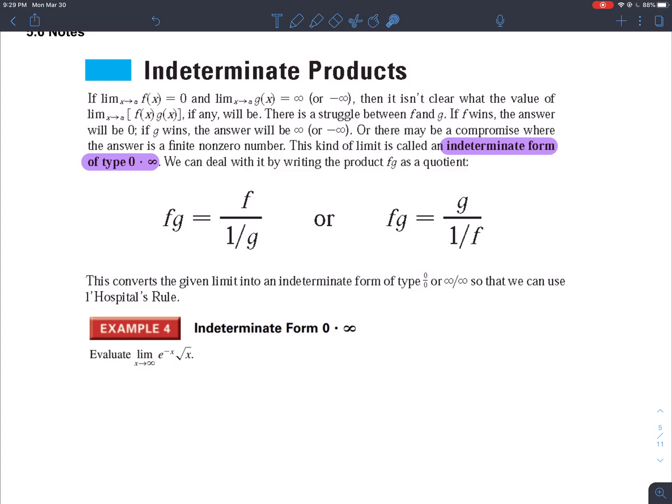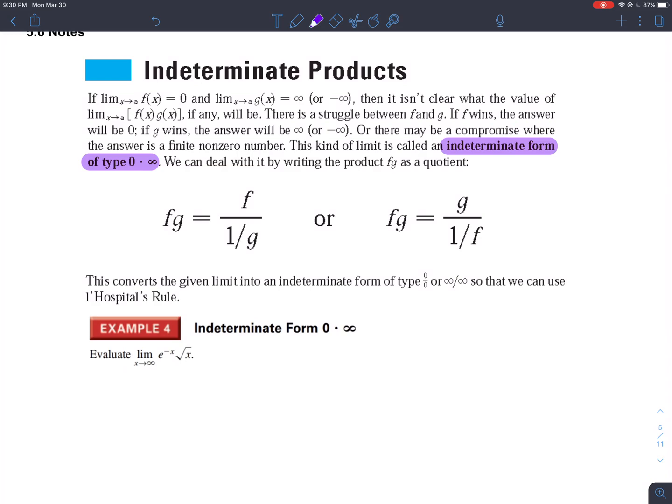We take either one of the functions, either the g or the f, and we rewrite them in a quotient, right? Notice that this is in fact true, that f times g is equal to f over 1 over g. If you were to perform the algebra, you'd get right back to f times g. Or you could do it the other way, f times g is equal to g over 1 over f. And if you did the algebra here, you'd get back to that. So both of these cases are good.